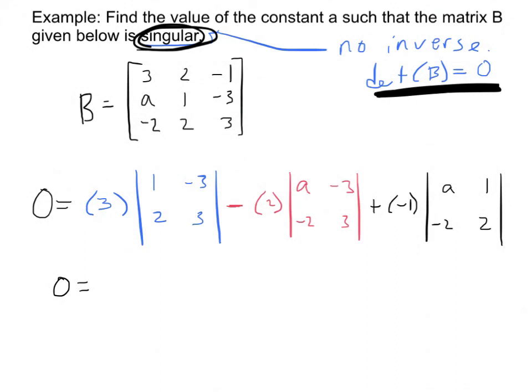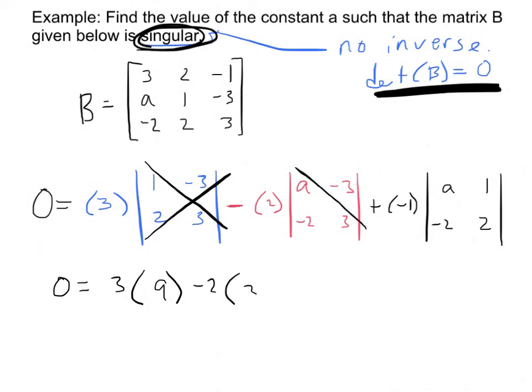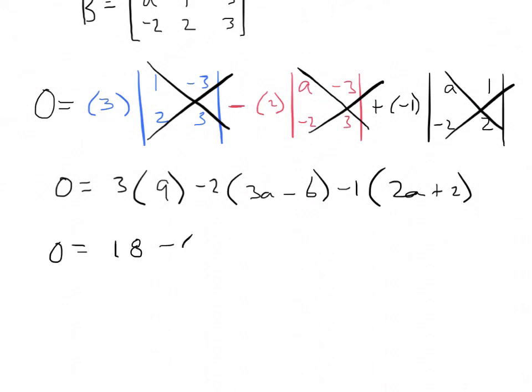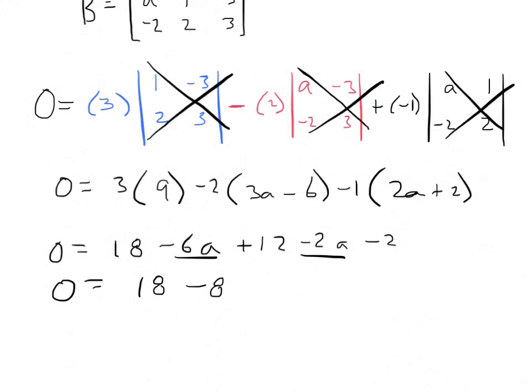So here I've got 0 equals, so let's see, it's going to be 3 times 3 minus a negative 6, so that's 9, minus 2 times 3a minus 6, and then minus 1 times 2a minus negative 2, so plus 2. So 0 equals 18 minus 6a plus 12 minus 2a minus 2. This is 18. I guess I could have put those numbers together. Okay, 18. Put these together at least. Minus 8a plus 12 minus 2. So these make 30. Minus 2 is 28 minus 8a.